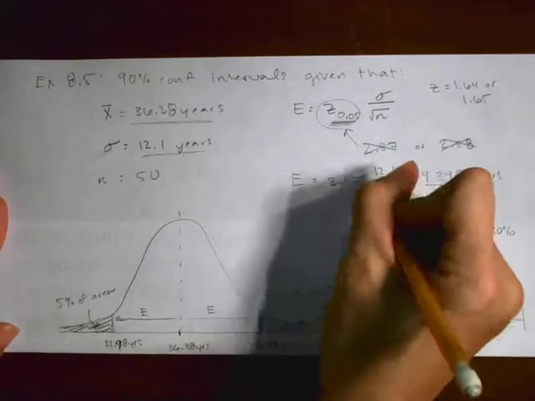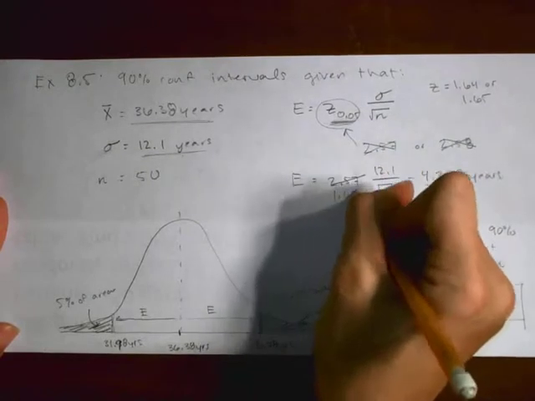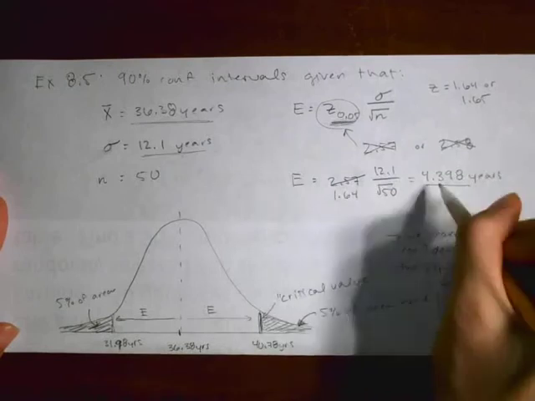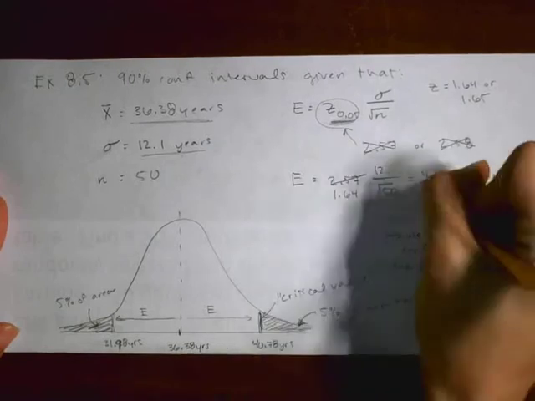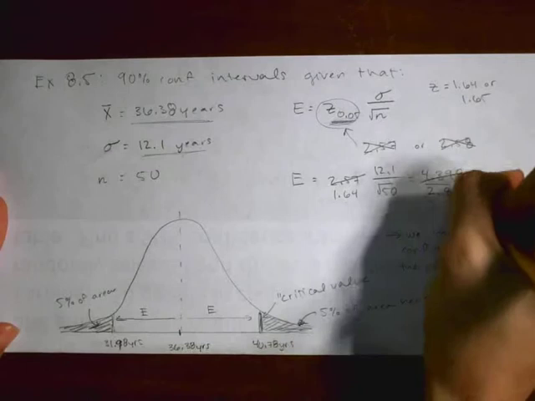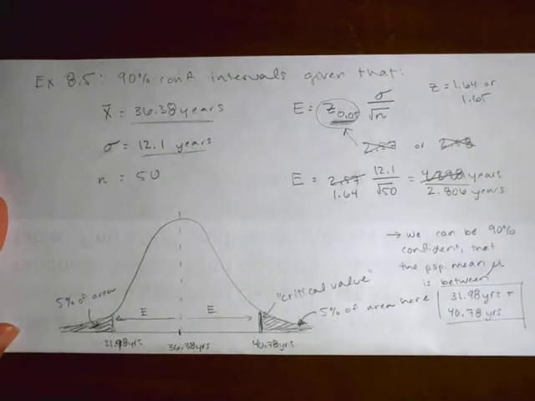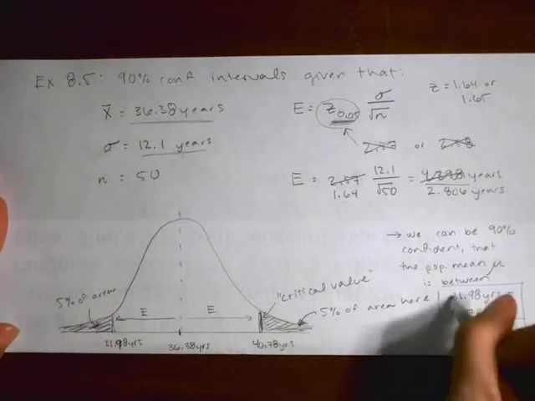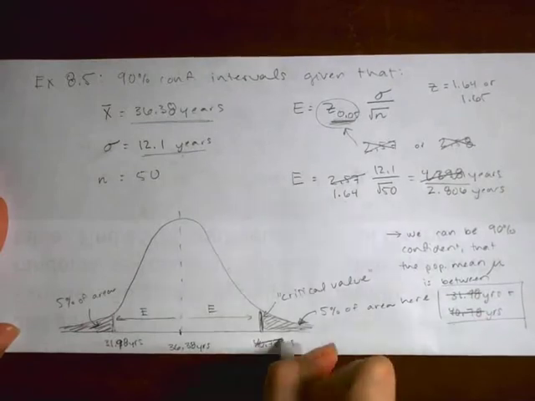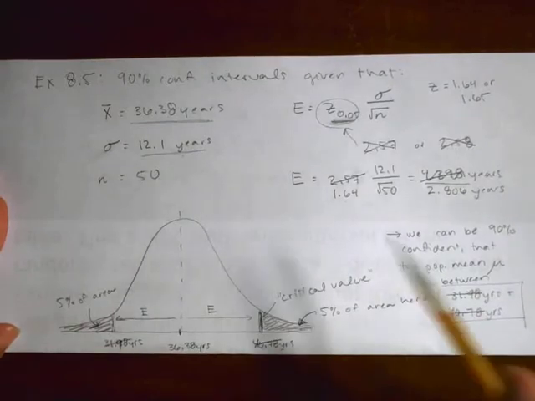So this is not 2.57. This is 1.64. And this is not 4.39. This is 2.806. Okay, so we found our mistake. This doesn't stay the same. That doesn't stay the same.